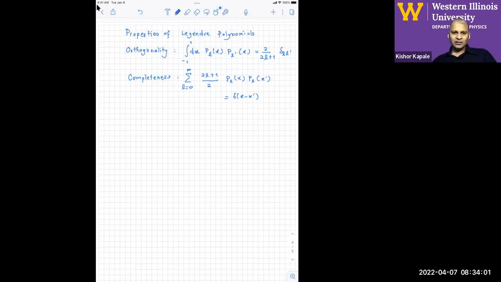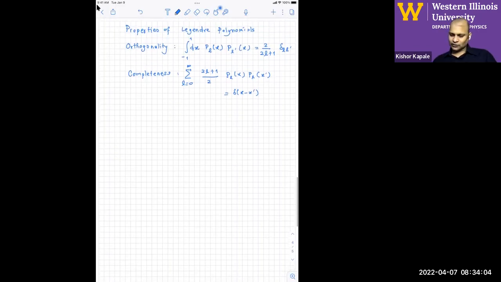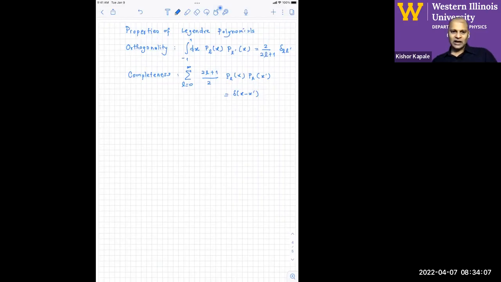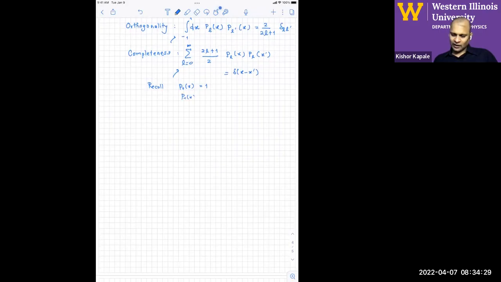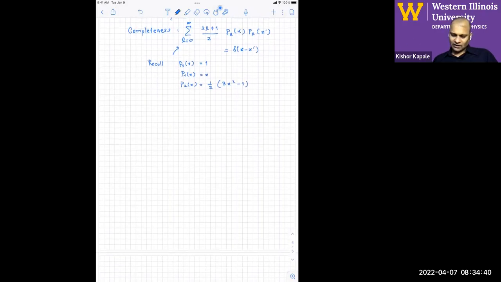Okay, maybe not. All right, so those are the two important properties, orthogonality and completeness. And you write them, because these are functions, everything involves either a summation, like this here, for summation over l, or an integral over the argument x. Okay, and so just to recall, P0 of x is 1, P1 of x is x, P2 of x is half, 3x squared minus 1, and so on. So you can kind of see these are just polynomials. That's why we call them Legendre polynomials.